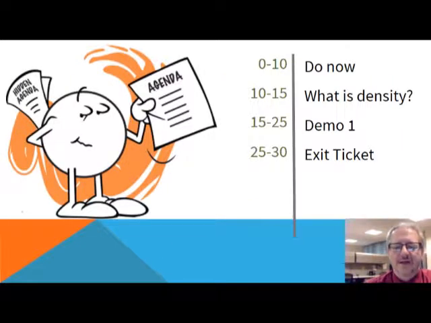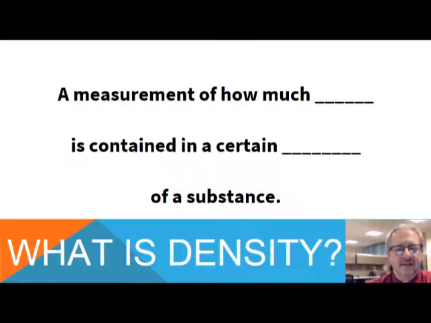So it should take us about 10 minutes to get started, maybe less than that, probably less. We're going to spend maybe 5 minutes on density and what it is, defining it. Then we're going to take about 10 minutes to look at a demo, fill out some information about that demo and what we see and what we observe, and maybe make some predictions. And then we'll close it out with a nice little exit ticket for today's class.